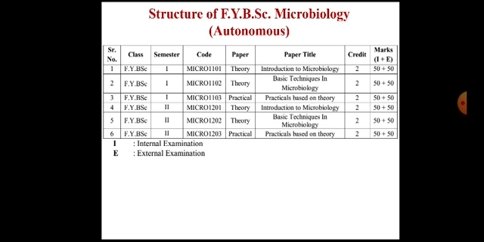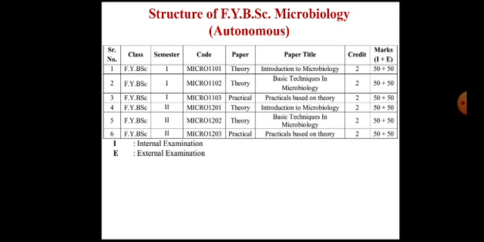Assessment will be of two types: internal assessment and external assessment. You can see the last column, that is 50 plus 50. That means 50 marks will be for internal assessment, which will be based on your different tutorials, your attendance, your behavior, etcetera. And there will be 50 marks for the external examination, which will be conducted at the end of each semester.